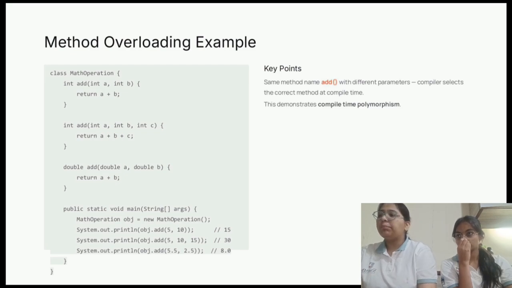Method overloading example. As in this code we can see the class MathOperation. MathOperation is the class name. There are two parameters, int a as well as int b. Then we have the next as int a, int b and int c. So we have even passed double parameters, and the same method name, which is add, is used with different parameters. The compiler selects the correct method at compile time.